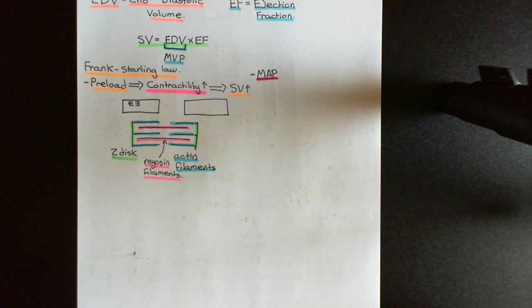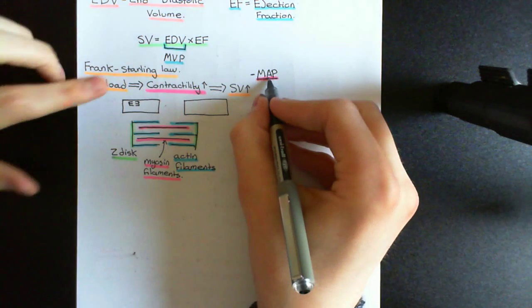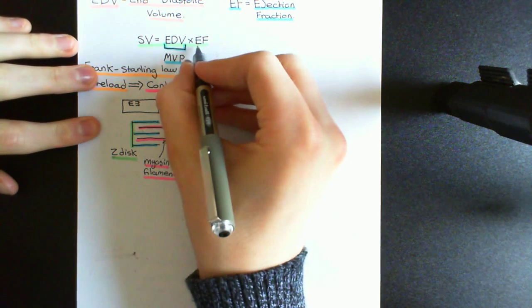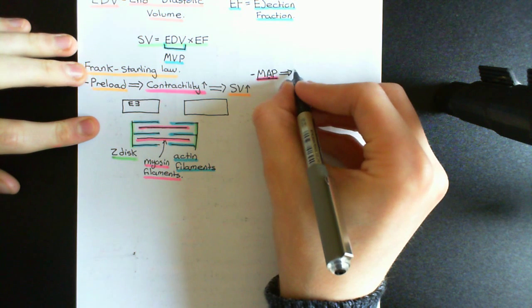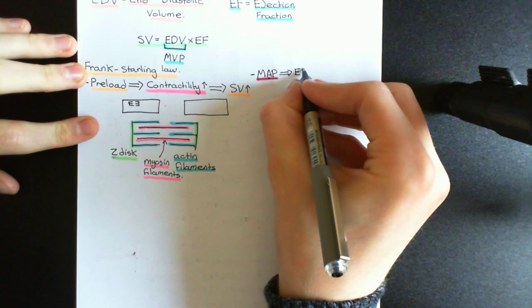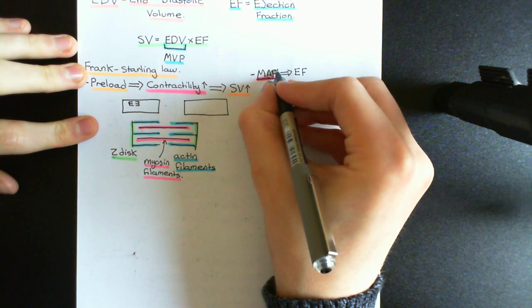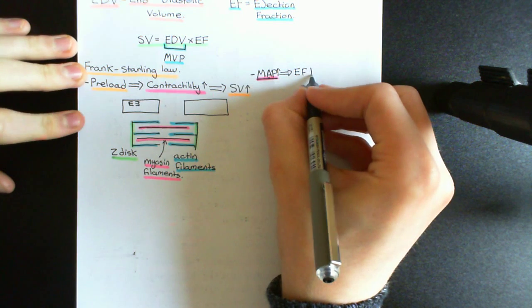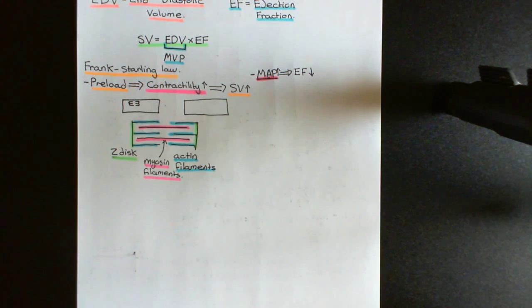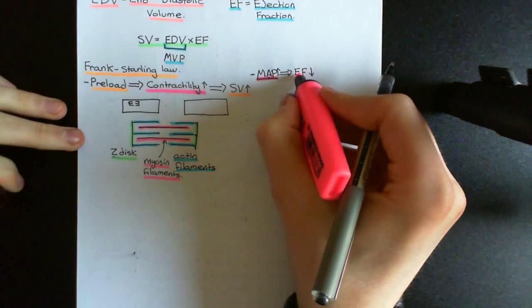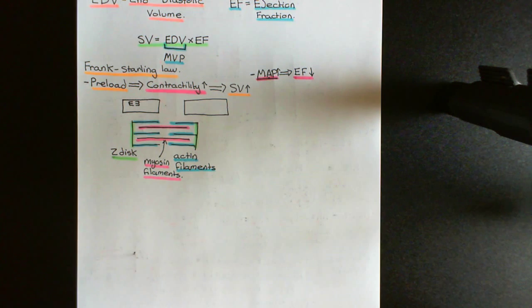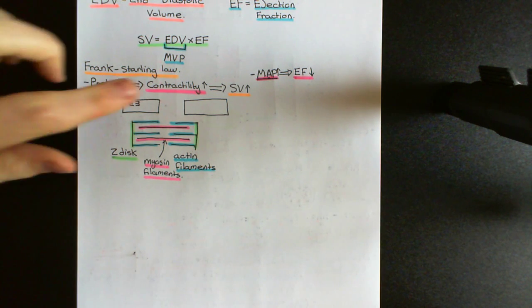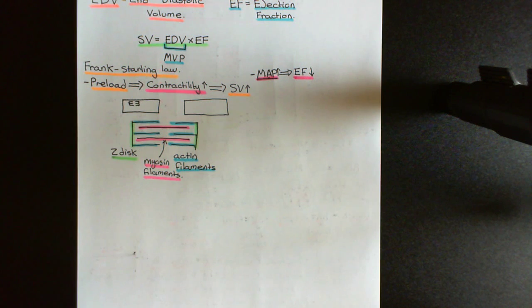So clearly mean arterial pressure is going to influence stroke volume. Indeed, a higher mean arterial pressure is going to reduce ejection fraction. So mean arterial pressure has an effect on ejection fraction. The higher mean arterial pressure is, the lower the ejection fraction is. So this means that stroke volume is going to be decreased by the mean arterial pressure going up.